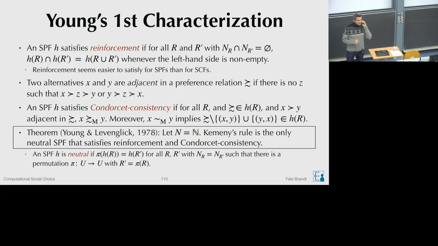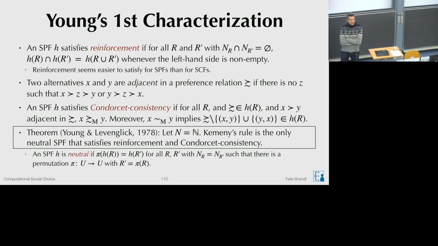Okay, so welcome to today's lecture on computational social choice. The outline for today is that we continue to talk about Kemeny's rule, which is a really nice social preference function. So we saw some characterizations last time. And then we will talk about whether we can compute Kemeny rankings efficiently.